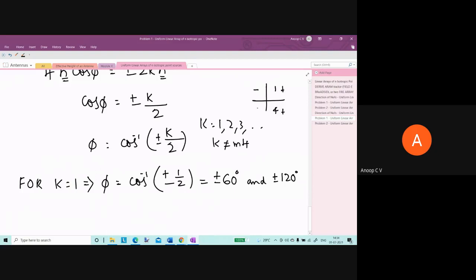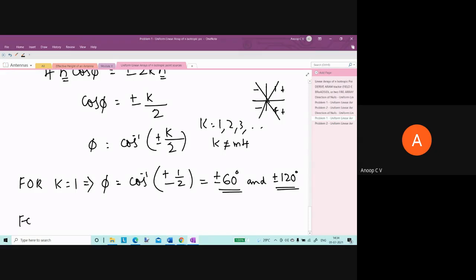Second and third quadrant, cos will be minus. So plus 120 and minus 120, it will be minus 1 by 2. Plus 60 and minus 60, it will be actually what? Plus 1 by 2. You know that, right? And for k equal to 1, we got two directions of nulls, plus 60 and 120.